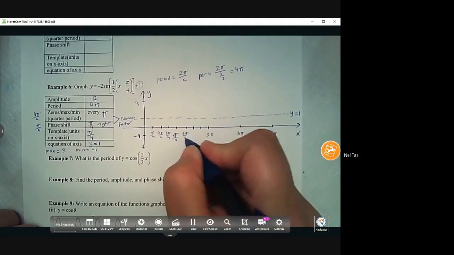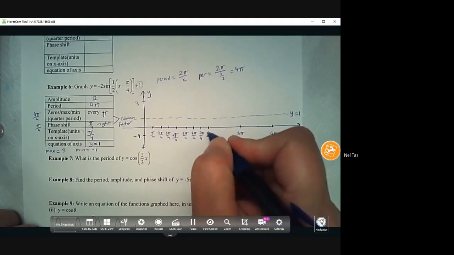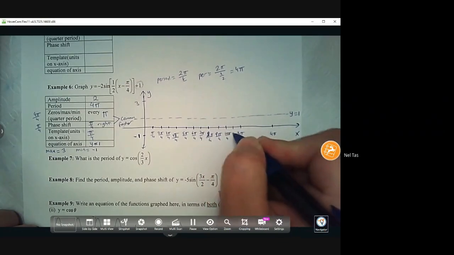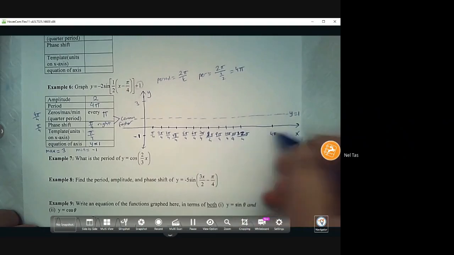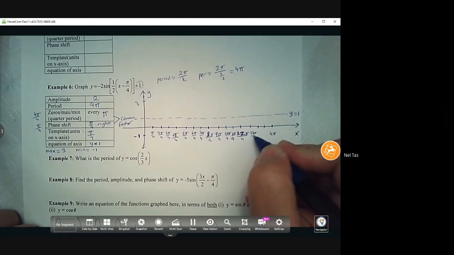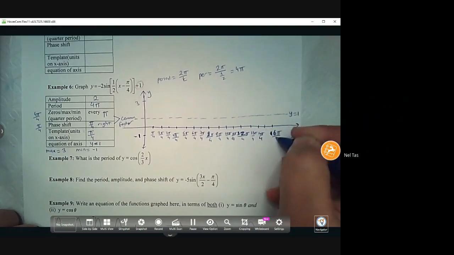5 pi over 4, 6 pi over 4, 7 pi over 4, 8 pi over 4, 9 pi over 4, 10 pi over 4, 11 pi over 4, that is 12 pi over 4. 13 pi over 4, 14 pi over 4. So here is 15 pi over 4, and this one is 16 pi over 4.